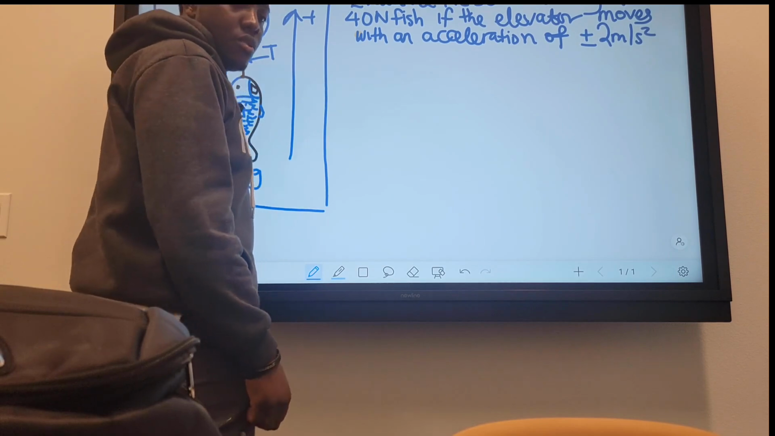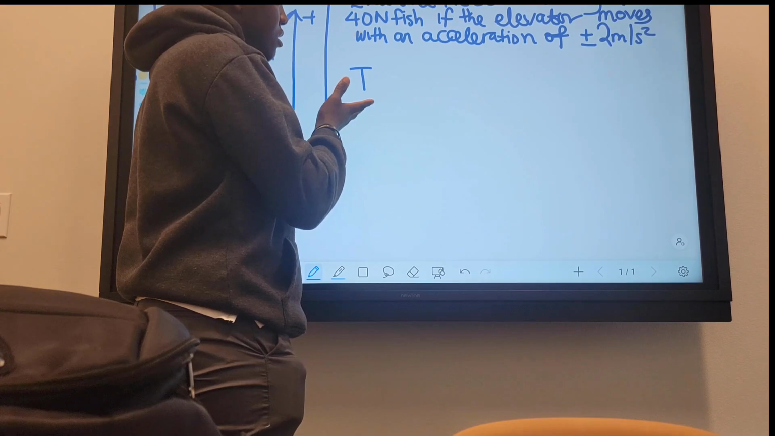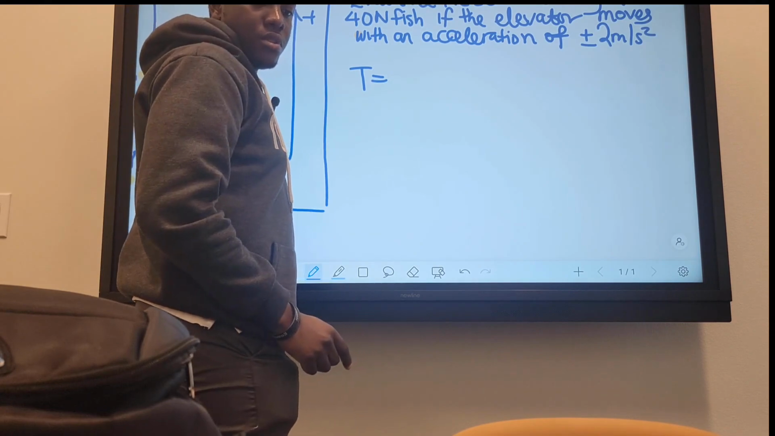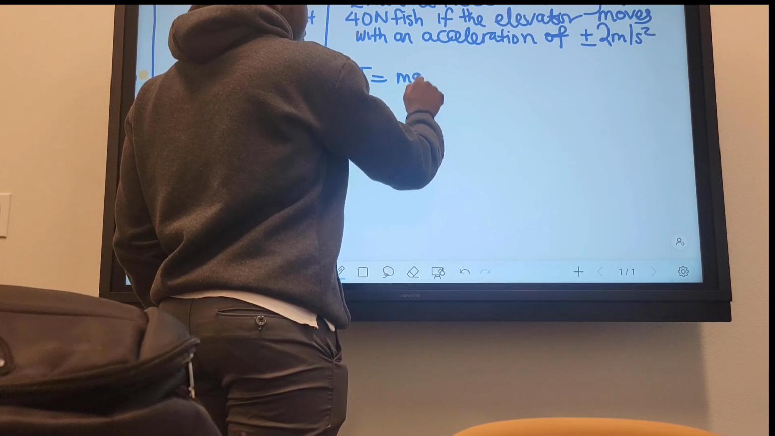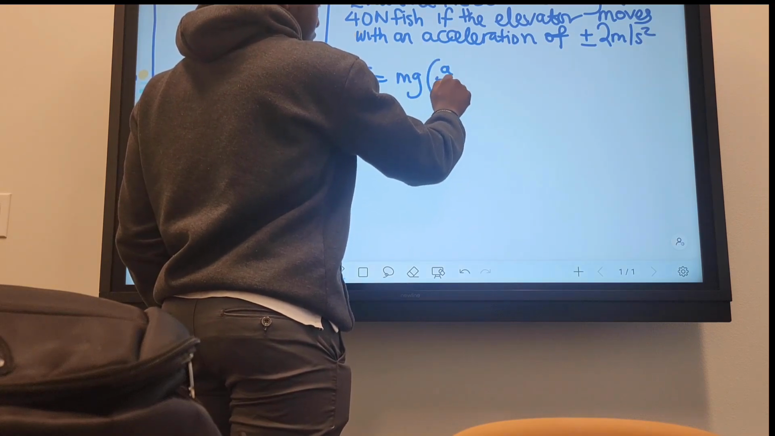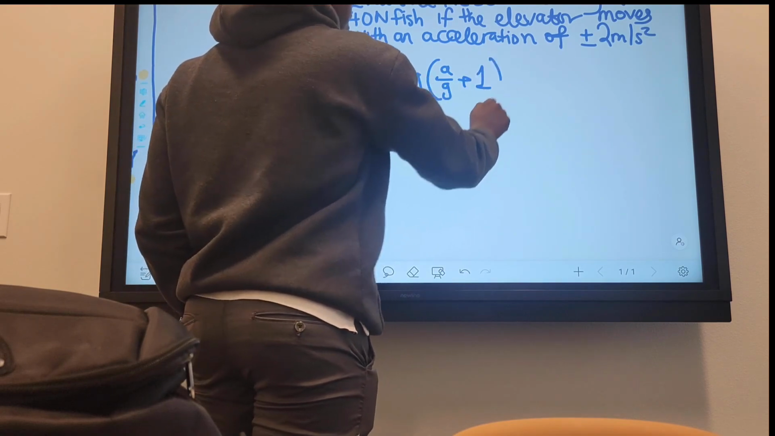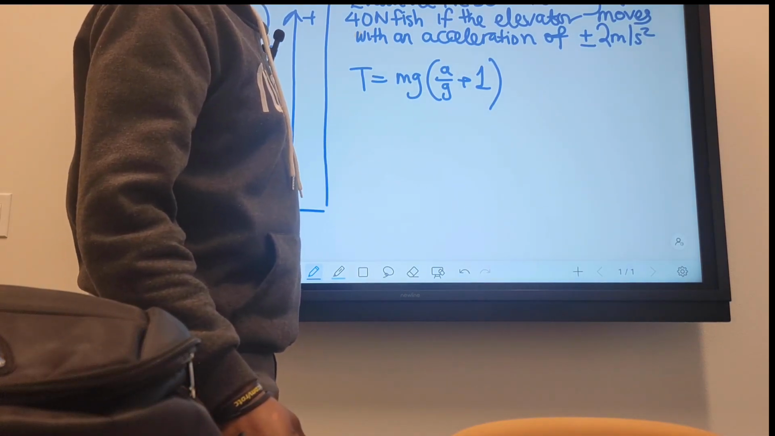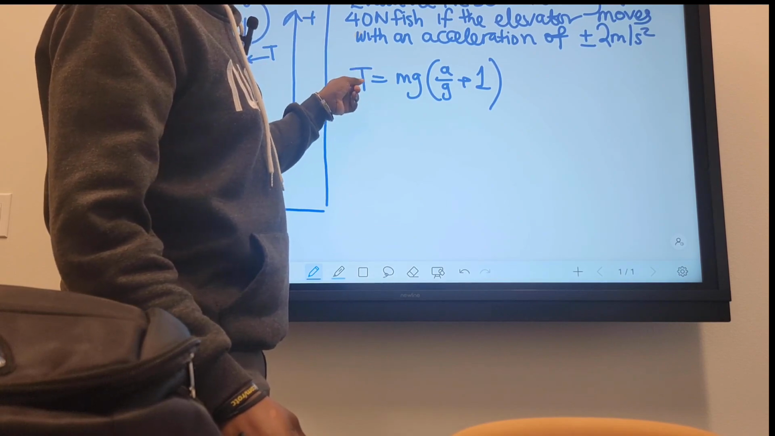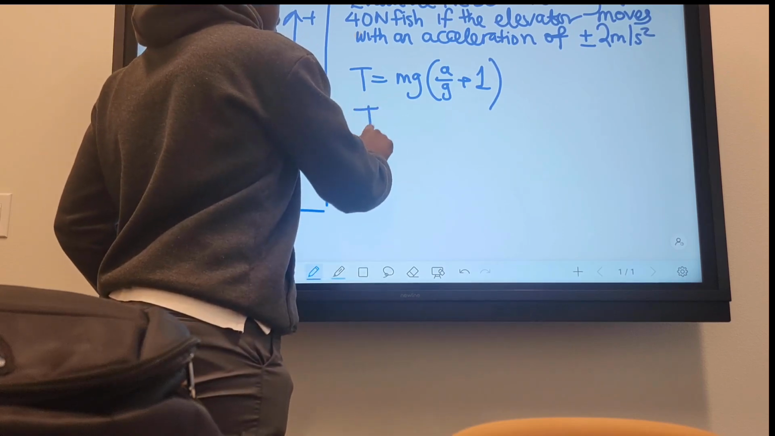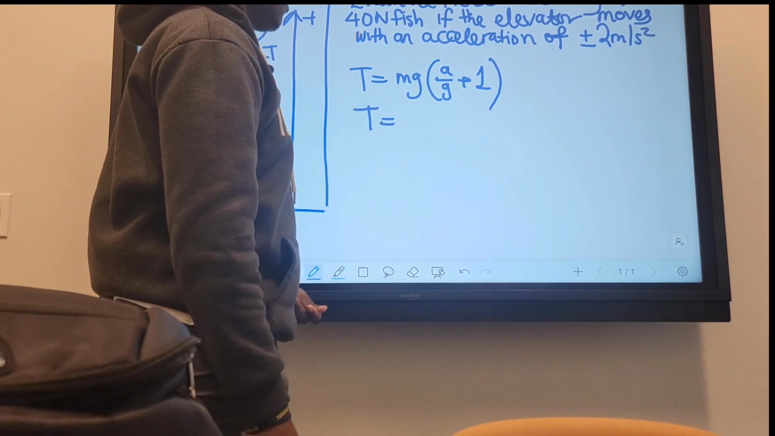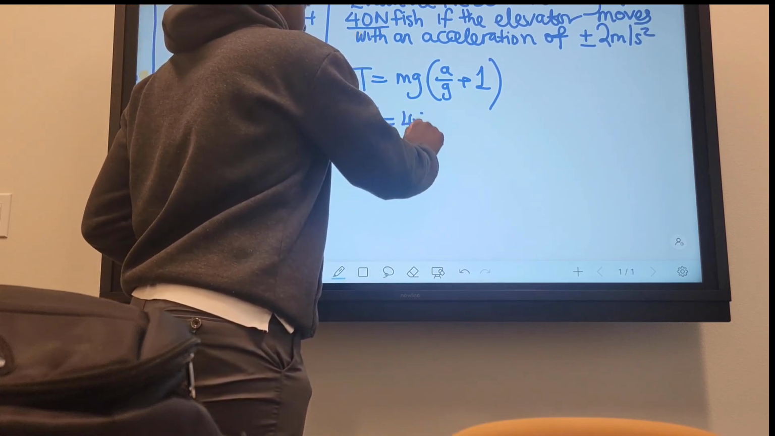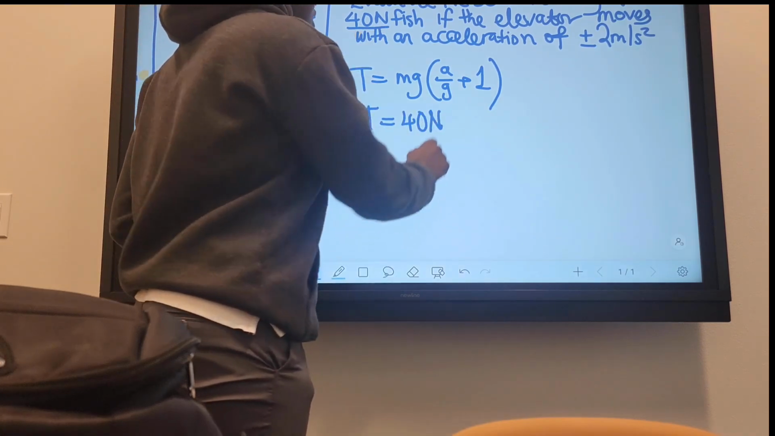With the formula we defined, we said tension, which is the scale reading, is equal to mg times acceleration over gravitational force plus 1, right? So the first thing we're going to do is just work with our data to calculate tension and then see what value we get. In this case, tension is equal to the mass times gravitational force, that's the weight, and we've been given that the fish is weighing 40 newtons.